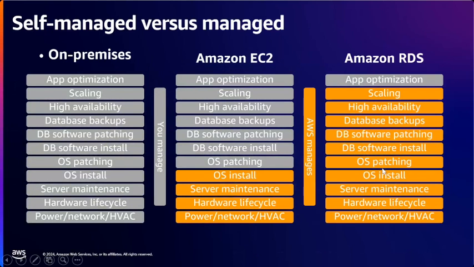Just a quick refresher on key value delivered by Amazon RDS to our customers. As compared to self-managed databases, Amazon RDS automates undifferentiated heavy lifting related to database operations. It includes software installation, patching, high availability, backup, and scaling. That allows our customers to focus their efforts on application optimization and innovating for their businesses.